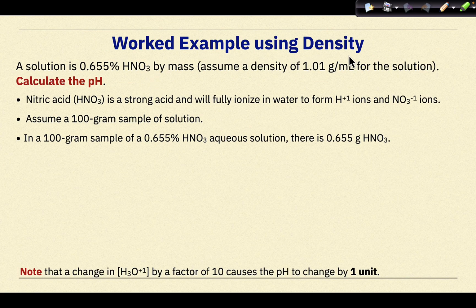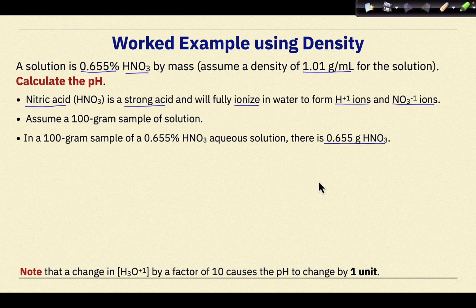Worked example using density. A solution is 0.655% nitric acid by mass. Assume a density of 1.01 grams per milliliter for the solution. Calculate the pH. Nitric acid, HNO3, is a strong acid and will fully ionize in water to form hydrogen ions and nitrate ions. In this situation, we're going to assume a 100-gram sample of solution. In this 100-gram sample of a 0.655% nitric acid aqueous solution, there is 0.655 grams of nitric acid.